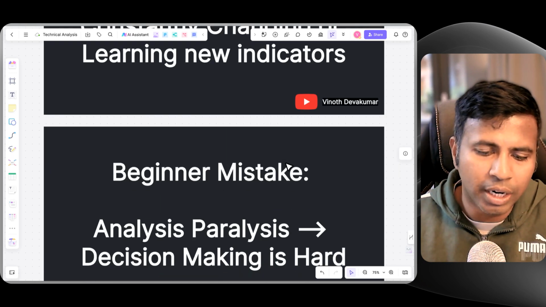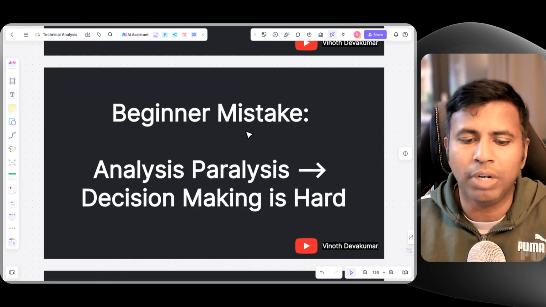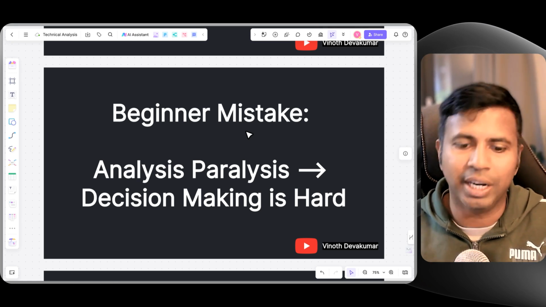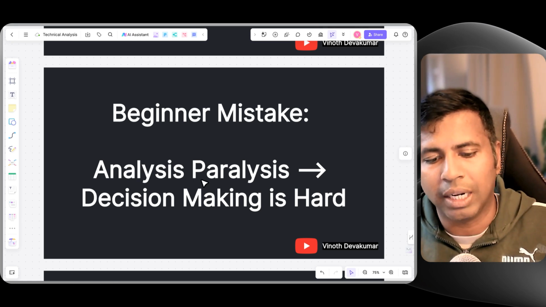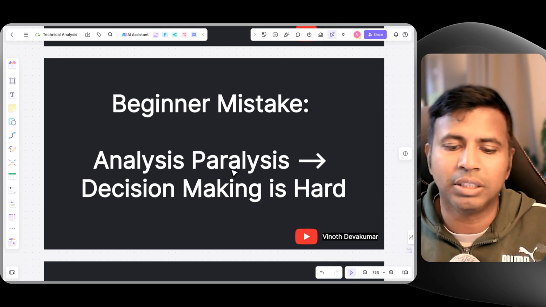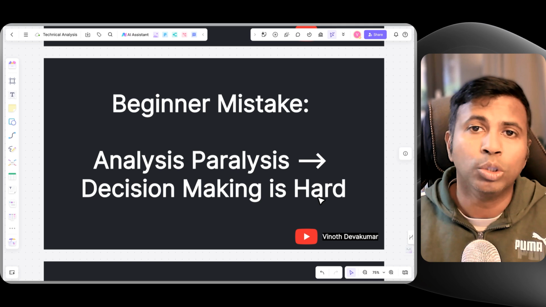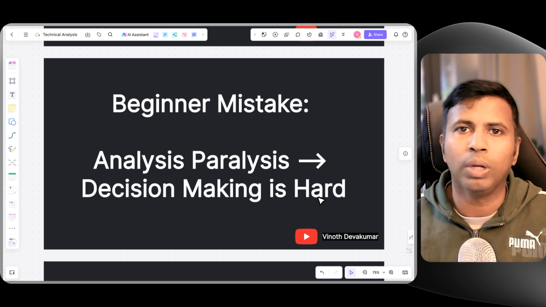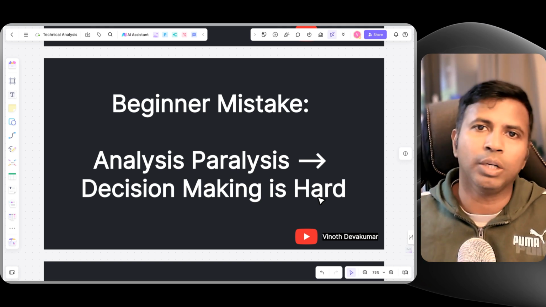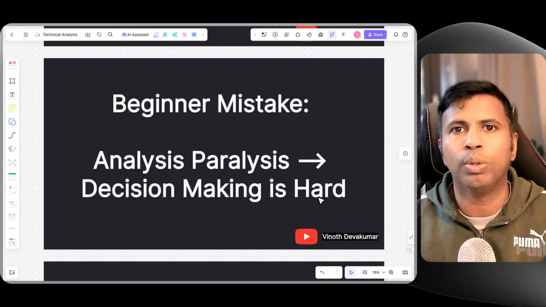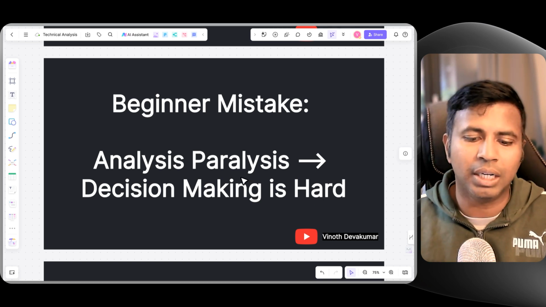So the next mistake is that when we keep constantly changing indicators or adding more and more indicators, what we finally end up with is analysis paralysis, which makes our decision making very hard. When we add too many indicators, you will get a buy signal from one indicator and a sell signal from another, and it will usually result in analysis paralysis.